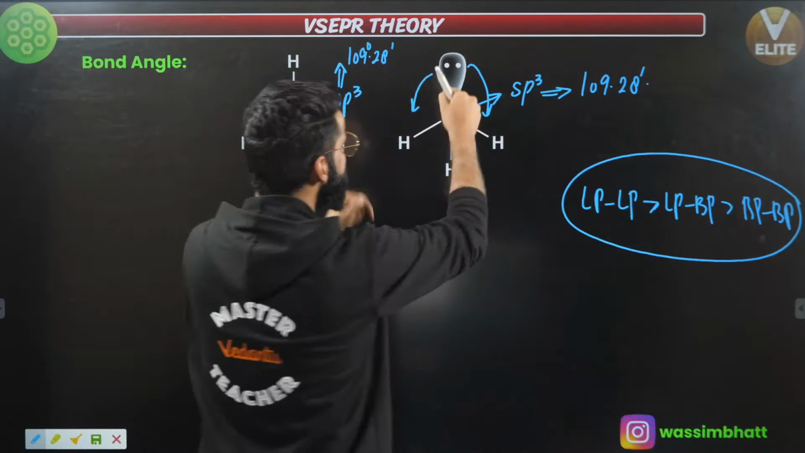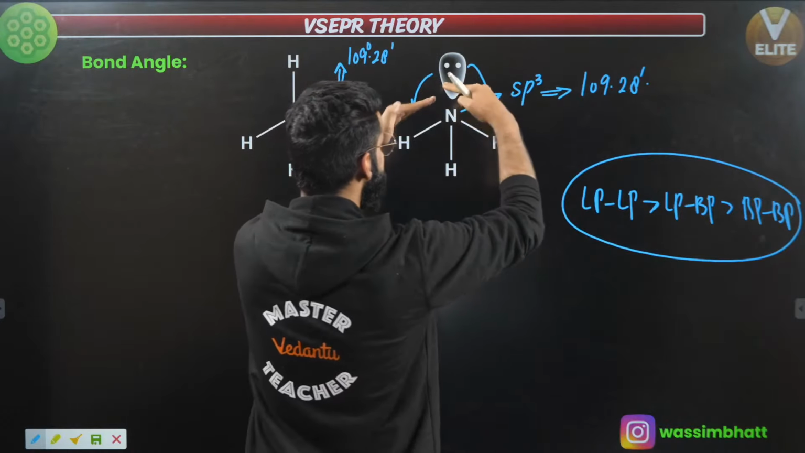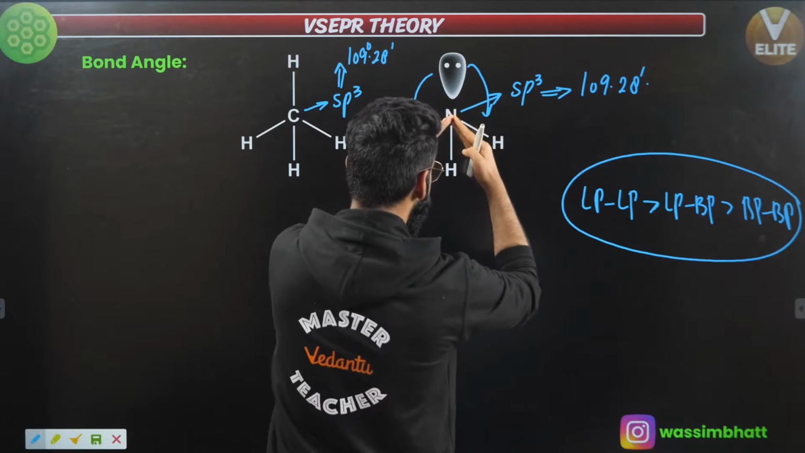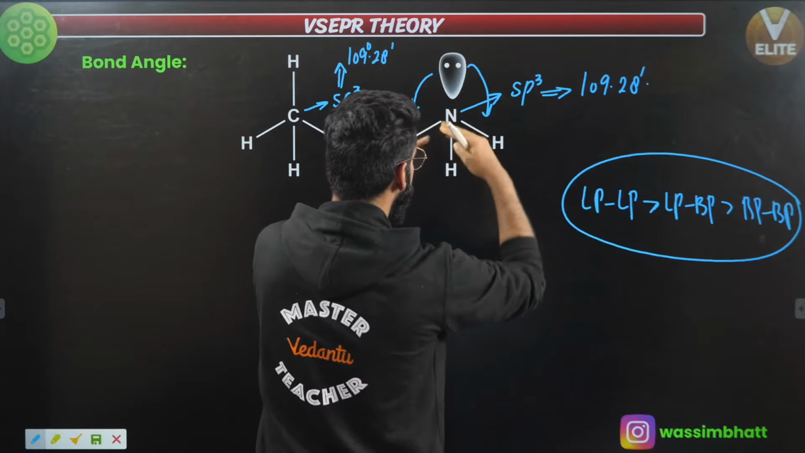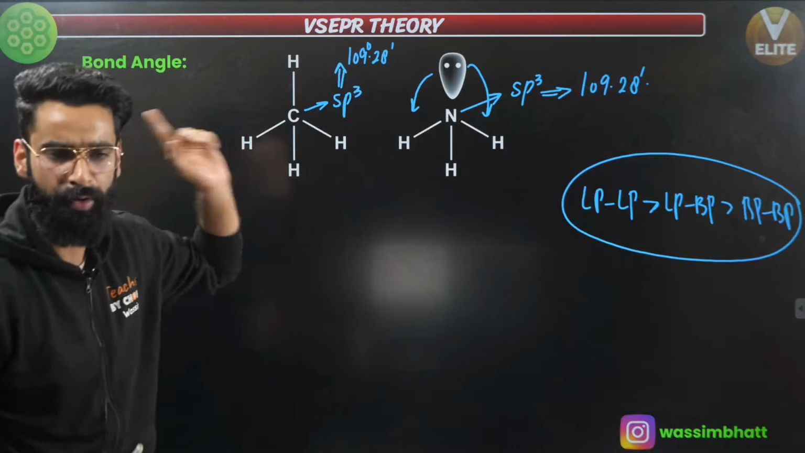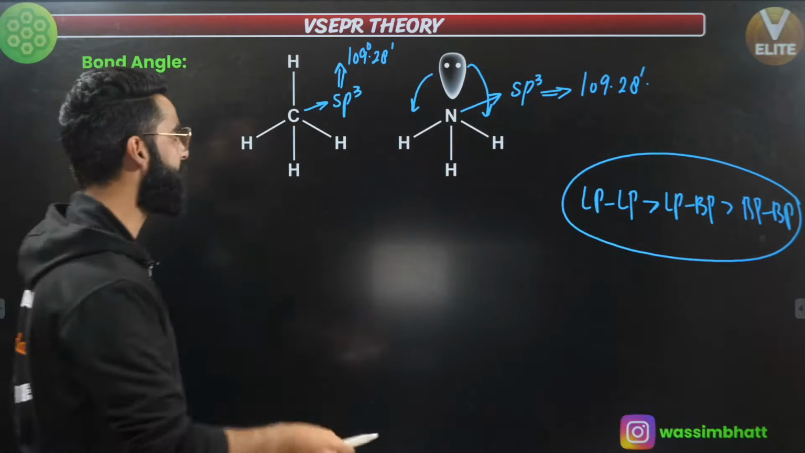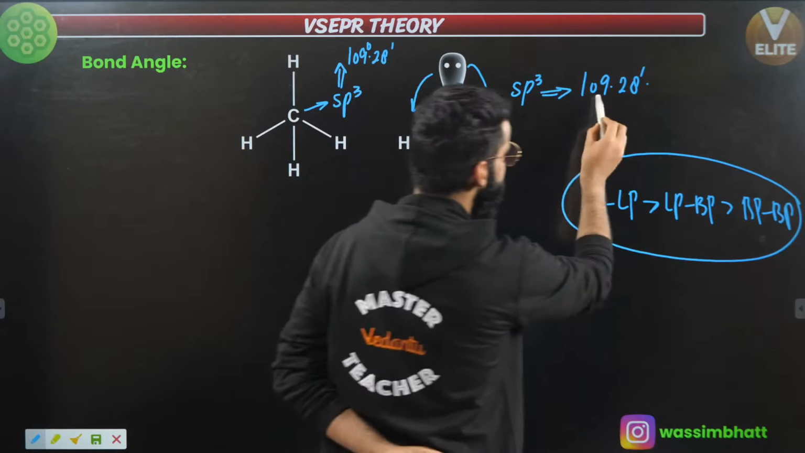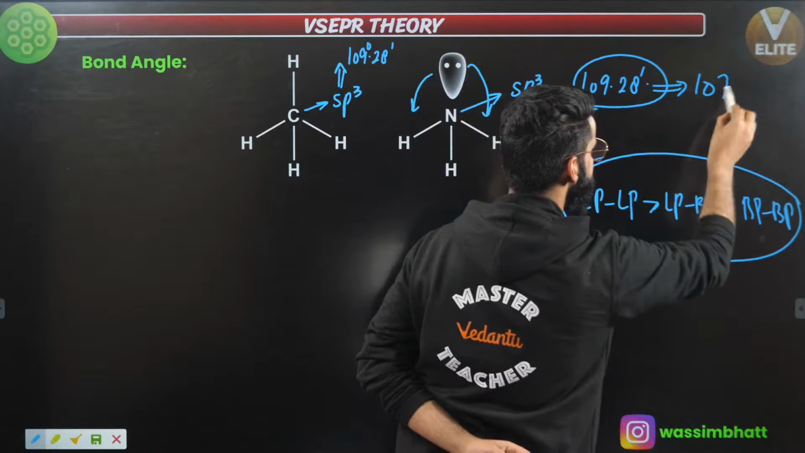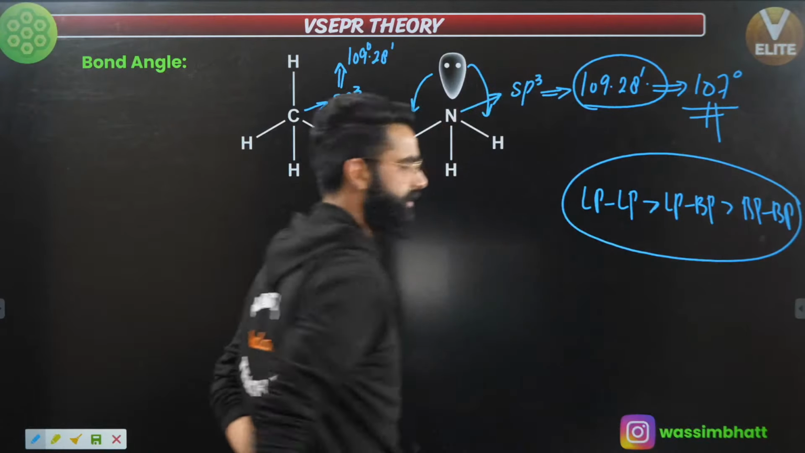If the repulsion between this lone pair and the bond pair is maximum, can I say these bond pairs will come closer like this? And if the bond pairs are coming closer like this, what is happening to the angle between the bonds? The angle between the bonds will decrease. That is why in case of NH3, the expected bond angle is 109 degree 28 minutes, but it actually is 107 degrees. Yes, remember this as well.